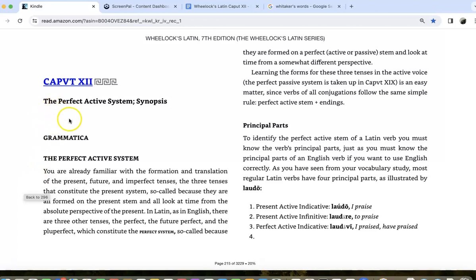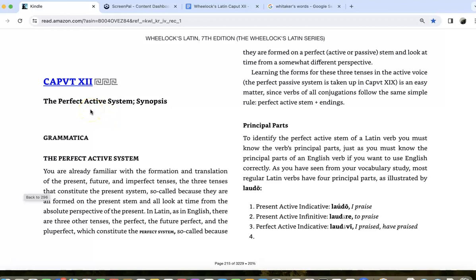This is Dr. Thomas at the controls, and tonight we're going to be exploring the perfect active system. What is the perfect active system? Well, it is a system of verb tense endings with the perfect tense as its meaning. What is the perfect tense?